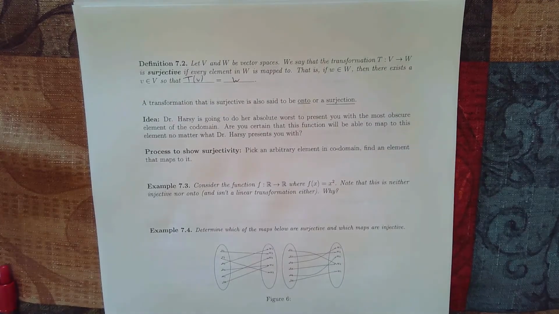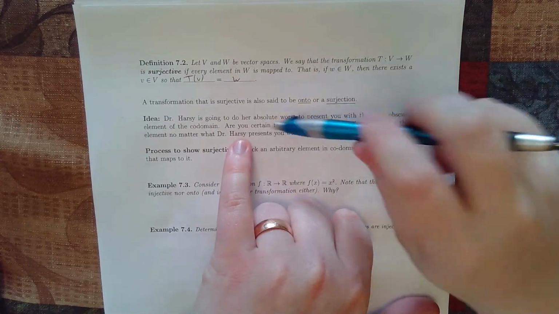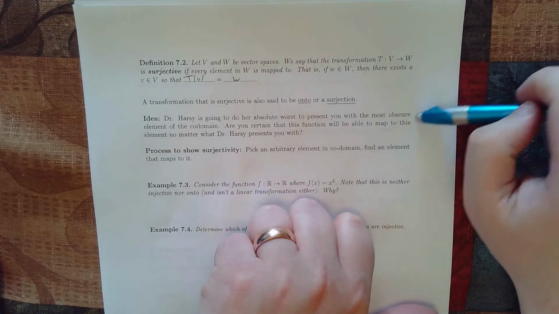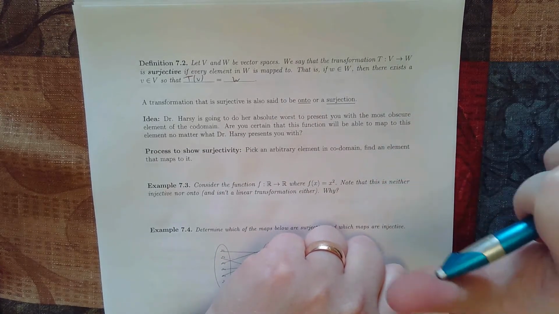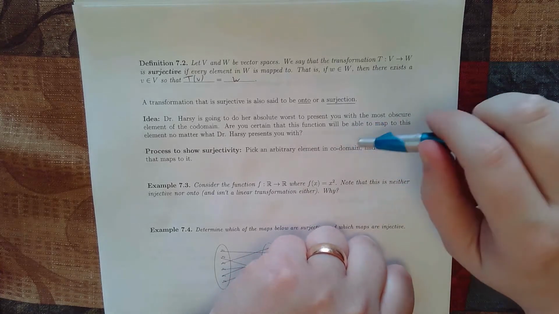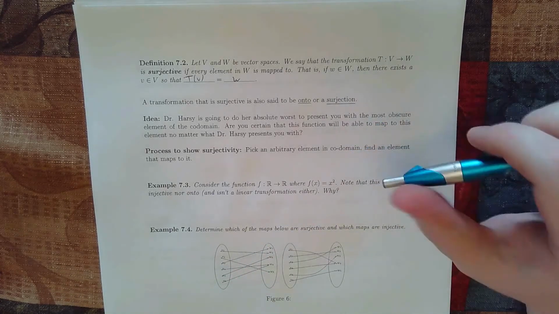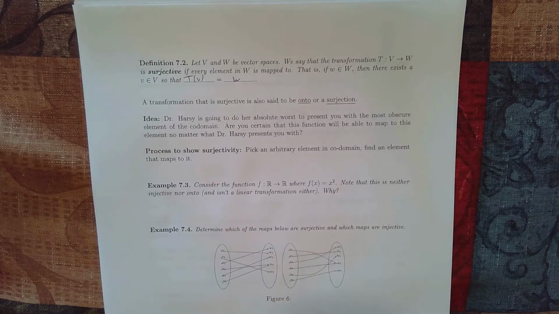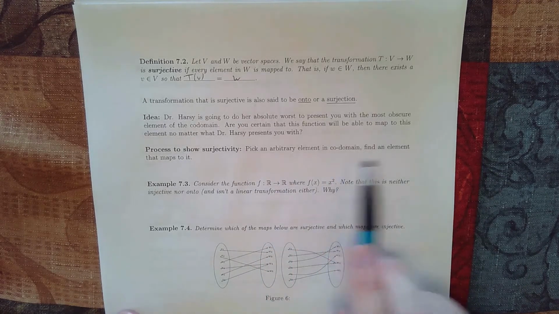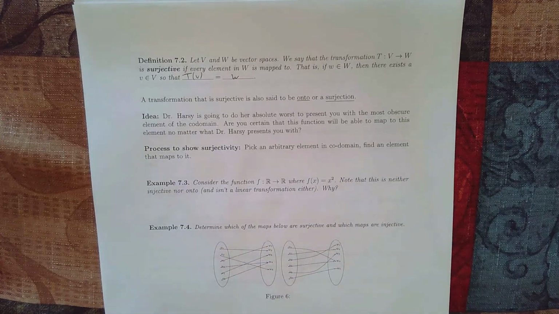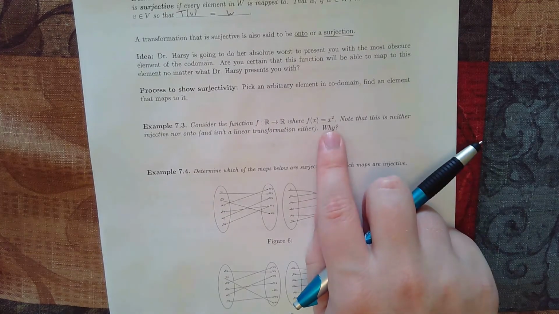So the idea is that we're going to do our best, or absolute worst, to present you with the most obscure element in the codomain. We want to make sure that we can use this function to map to any particular thing, no matter what you have. So what we're going to do is pick an arbitrary codomain element and find some way to map to it. So consider that x squared we had talked about before.